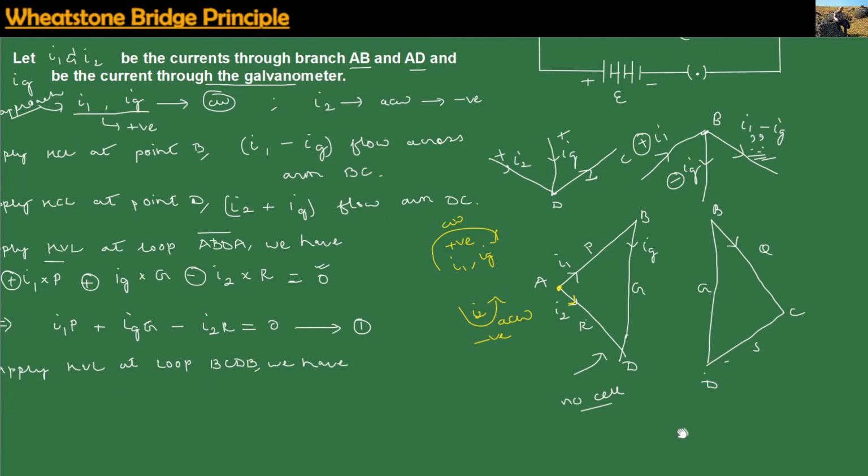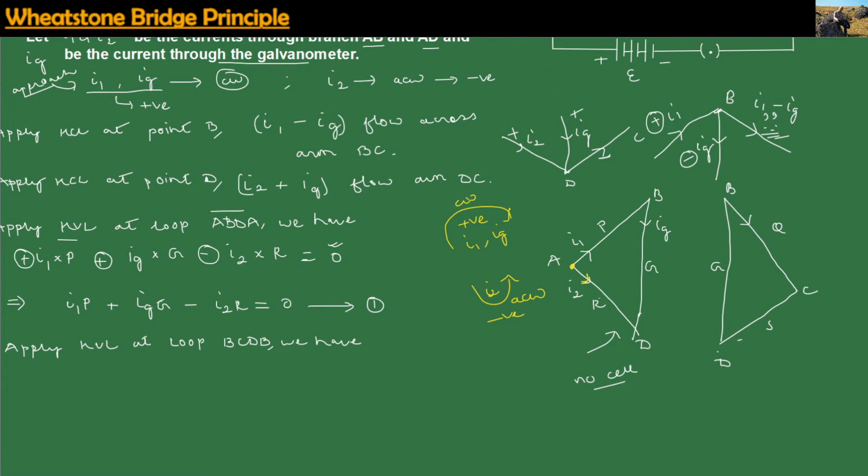So if we focus on this network BCDB, which is our second loop, the current across this branch will be I1 minus IG. With respect to point B, this current I1 minus IG is clockwise in nature, so it will be taken as positive.